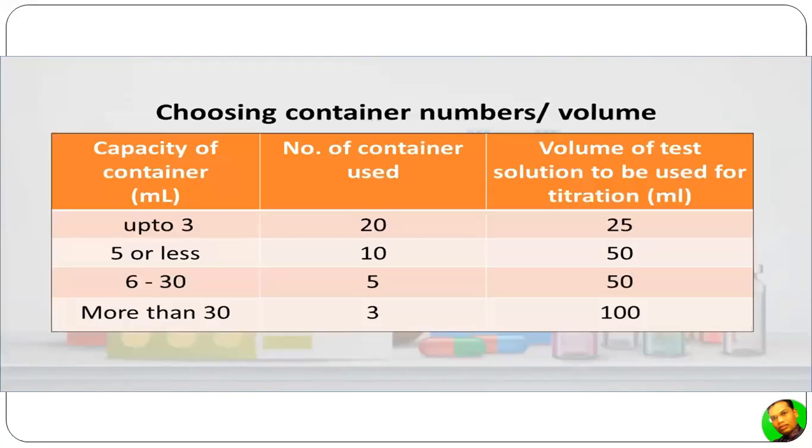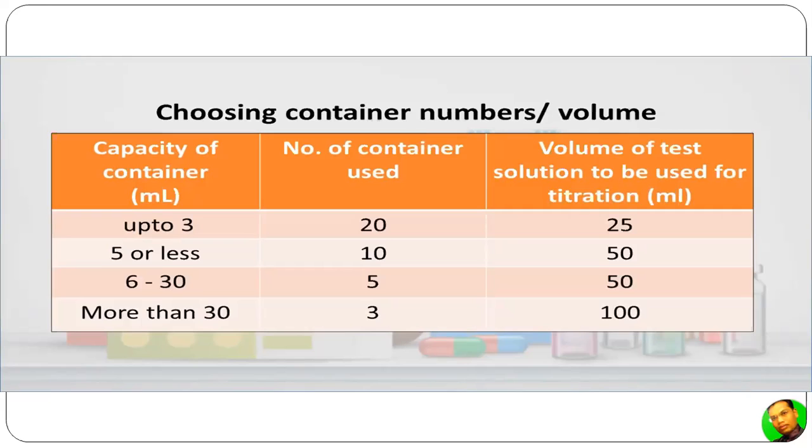Now, what number of containers are to be selected? The number of containers is chosen per volume, that is the capacity of the container. Let us say, for example, if it is up to 3 ml capacity, like ampoules or syringes, then the number of containers to be used for the hydrolytic resistance test is 20, and the volume of the test solution to be used for titration is 25 ml.